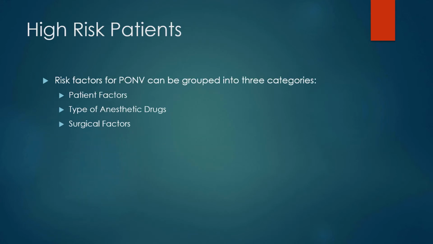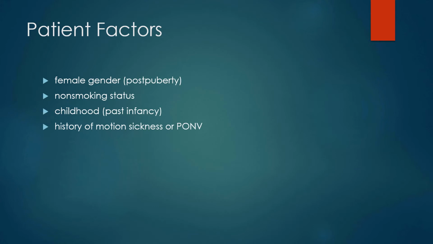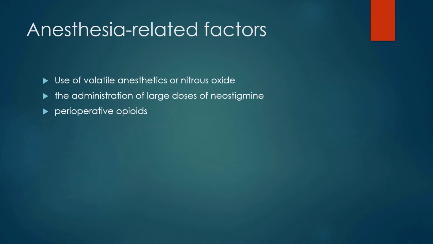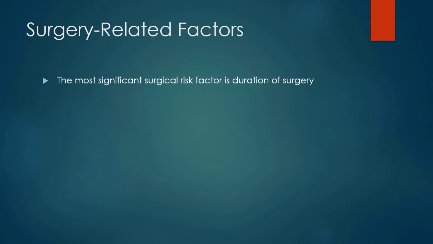For the most part, we can group these risk factors into patient factors, anesthetic factors, and surgical factors. The most significant patient-related factors are female gender, post-puberty female, non-smoking status, childhood after infancy, and history of motion sickness or PONV. Now, anesthesia-related factors are the use of any volatile anesthetics or nitrous, giving large doses of neostigmine, and perioperative opioid use. The most significant surgical factor is really the duration of surgery.